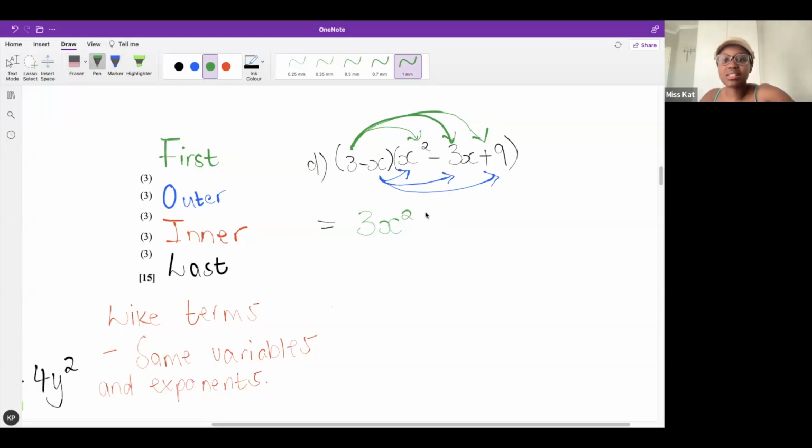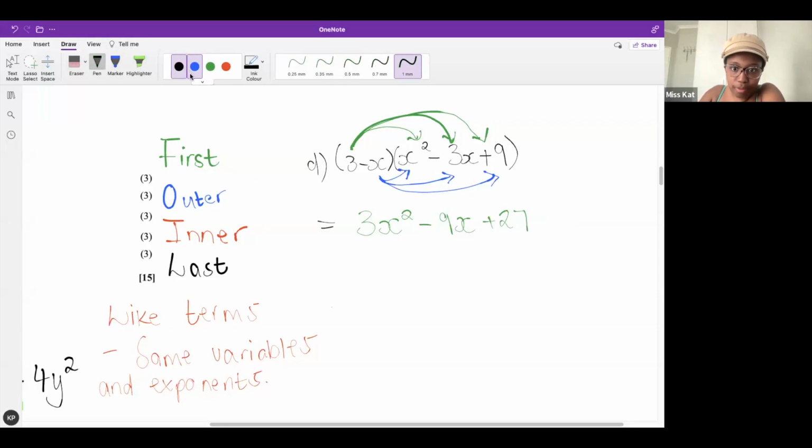Now it's 3 times negative 3x. So we have a positive and a negative. A positive and a negative gives you a negative. And we have 3 times 3, which is 9x. And then the last one is 3 times 9. What's 3 times 9? Plus 27.